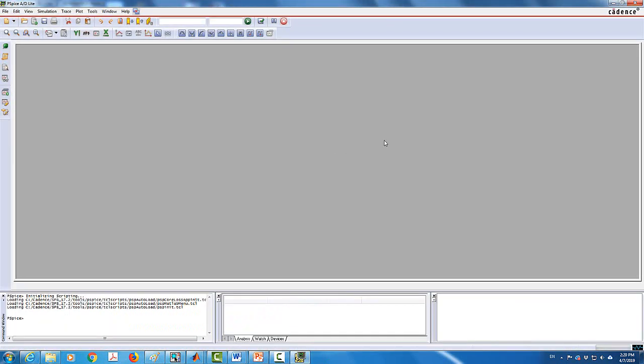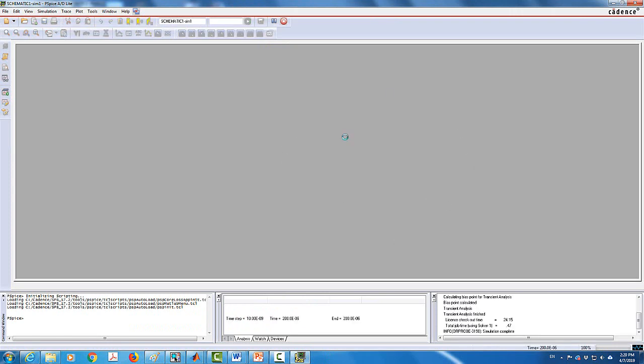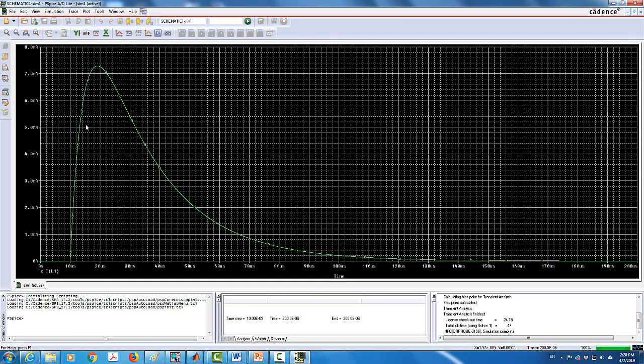So the simulation is running now. It will take some time until we get the graph. Here we go, so here is the graph. You can see that the inductor current starts from 0 at switching time. Here the switching time is 10 micro. It starts from 0, and then it will jump to a little bit over the 7. It's around 7.3 milliamp. That's the peak value. And then it will drop down back to 0 again.